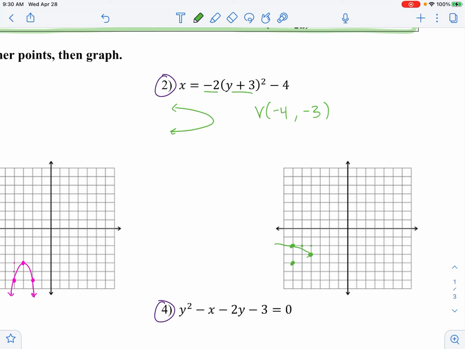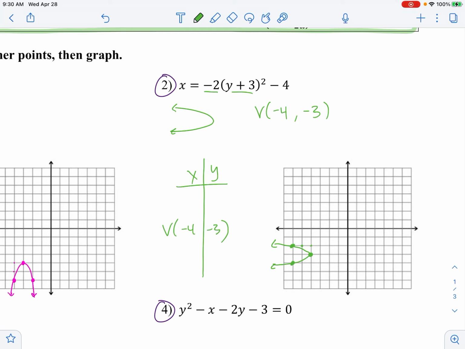So almost the same shape, except opening to the side. Now, of course, you could plug in values. If you were going to plug in values to find your points for this graph, you still want to have your vertex, -4, -3, but this time you want to pick y values.